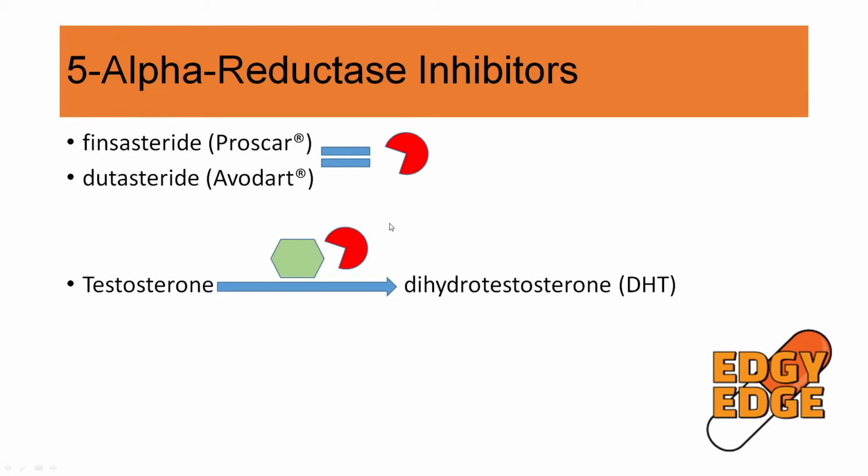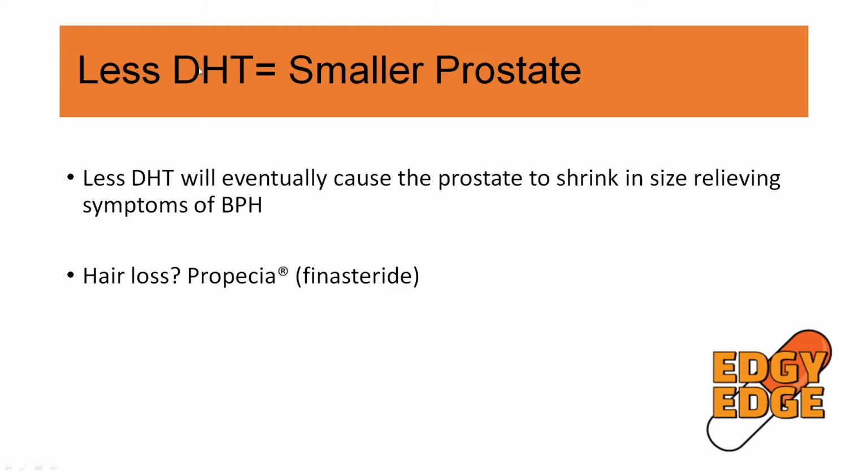So these medications work by inhibiting this enzyme from converting testosterone to DHT. If you're blocking this conversion, you're lowering DHT naturally. So less DHT equals smaller prostate. Less DHT will eventually cause the prostate to shrink in size, relieving symptoms of BPH. So simply put, that's how the mechanism of action works.